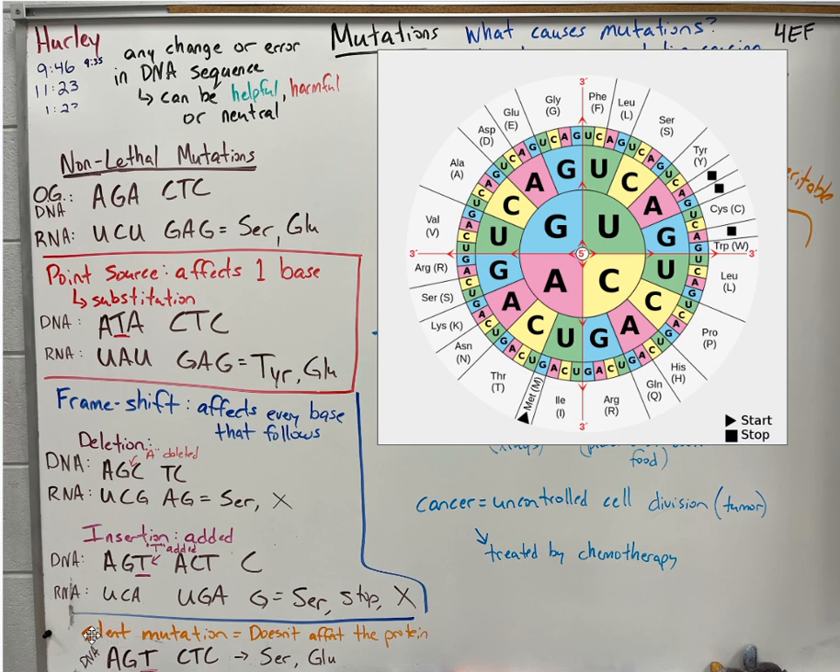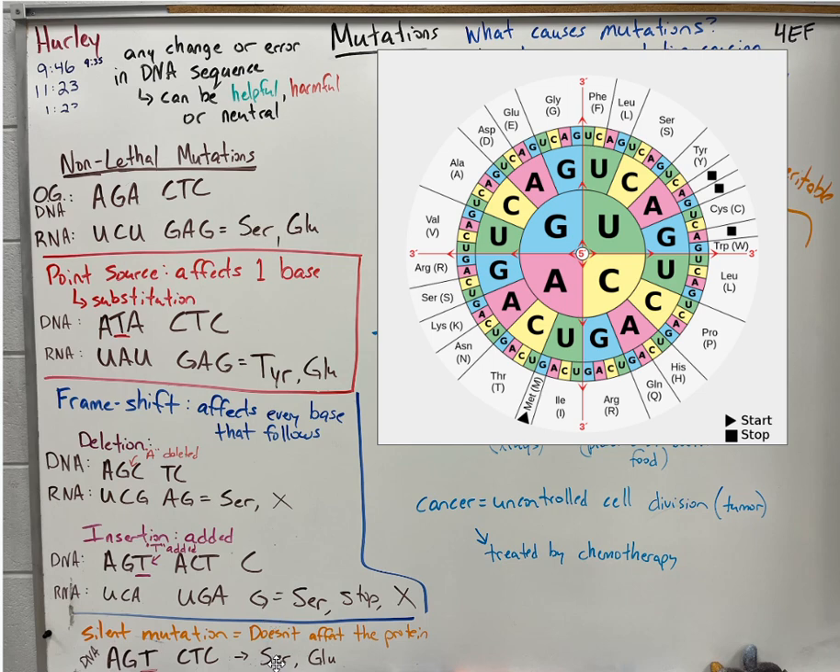So sometimes there is what we call a silent mutation, and this can describe something that does not affect the protein that is made. And we see that here with AGT and CTC. If you replaced what was a U in the RNA with an A, this would be the RNA version of this. I didn't write the RNA on here. The RNA version would be UCA, and that would still get you SER.